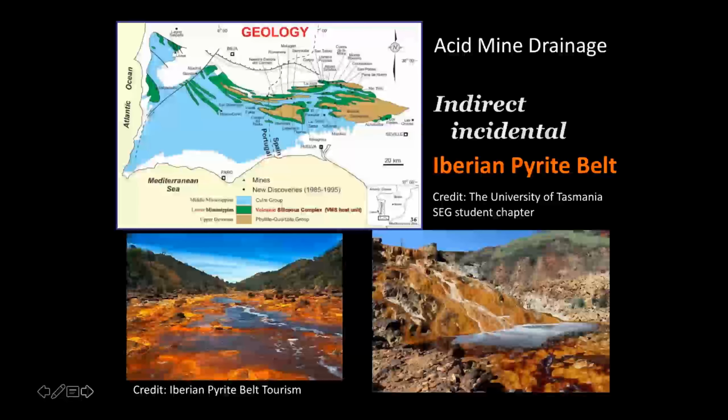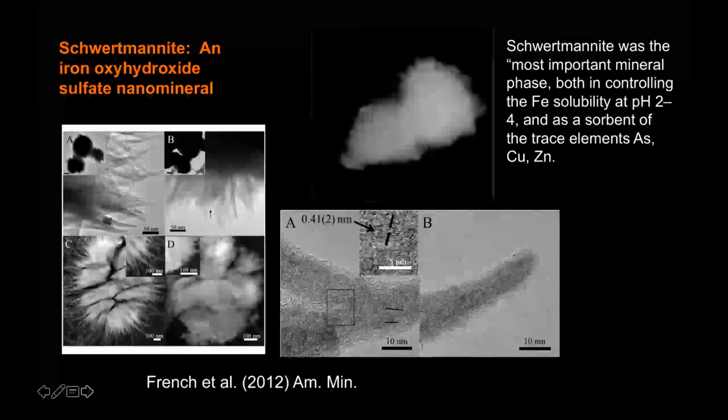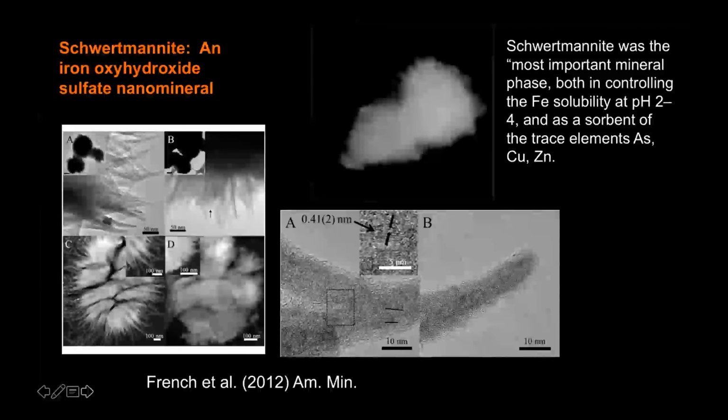If you're doing a unit in environmental geology, on acid drainage, for example, or in economic geology, this is the Iberian Pyrite Belt. Very pretty, but also very toxic. And what's happening is that strange nanominerals, this one is schwertmannite. It's an iron oxyhydroxide sulfate, but it turns out that schwertmannite is probably the most important phase in terms of iron solubility in the system, and also as a sorbent for trace elements such as copper, zinc, and arsenic.